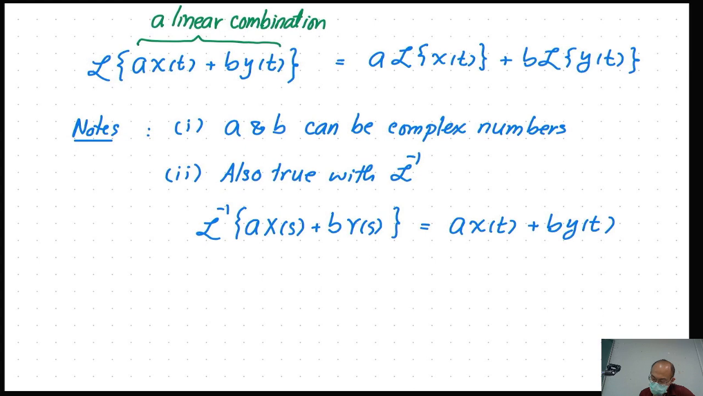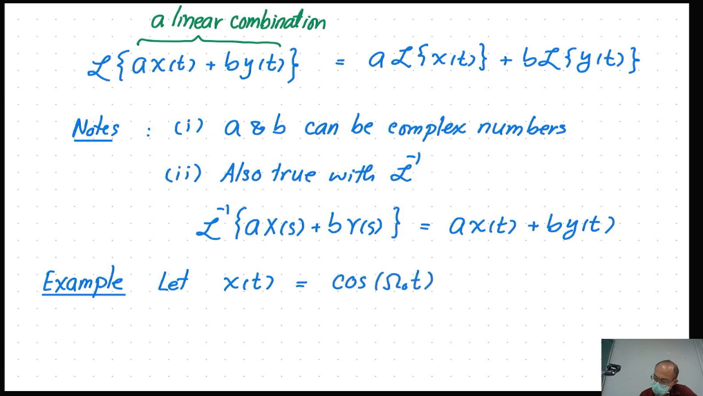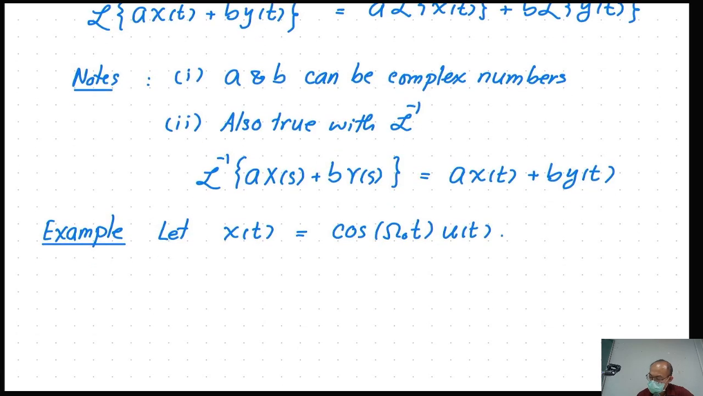Now, let's look at some examples to make you familiar with this property. We let the signal x(t) equal cosine of omega 0 t u(t). Now let's find the Laplace transform of the sinusoid here. We want to find X(s).